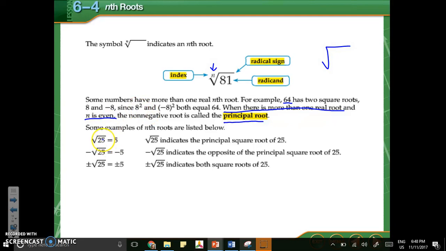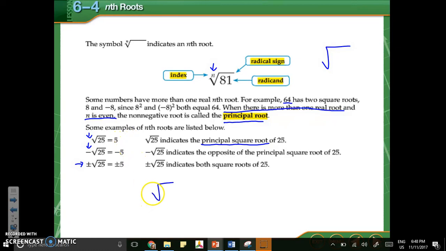So for example, when I talk about the square root of 25 being 5, if there's no negative sign written here, I assume that I want the principal square root, which is 5. If I write the negative sign there, it means I want the opposite of the principal root. So I want negative 5 instead of positive 5. And sometimes you'll see plus or minus written, meaning that they want both square roots, okay? So the principal root is the positive root if there's more than one root.